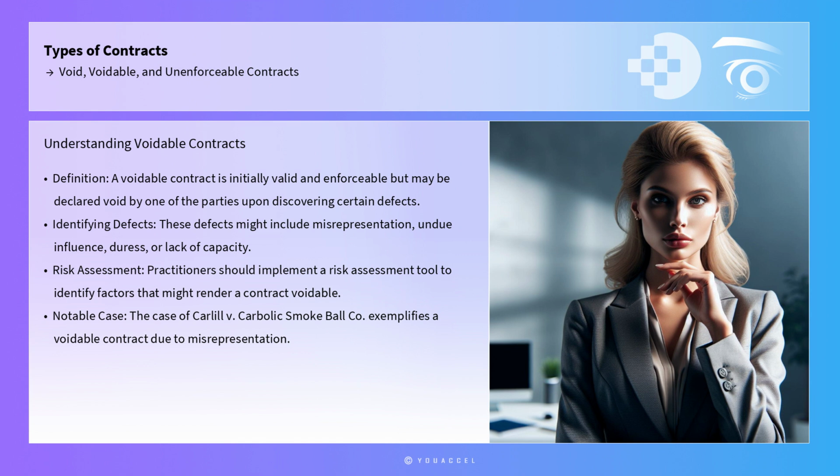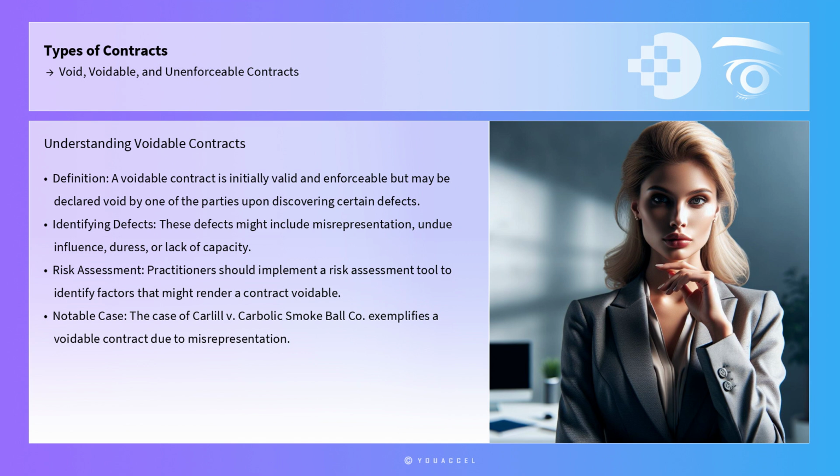Practitioners should implement a risk assessment tool to identify factors that might render a contract voidable. This tool could involve a due diligence checklist to examine the circumstances under which a contract was executed, ensuring all parties had the capacity and were free from coercion or undue influence.